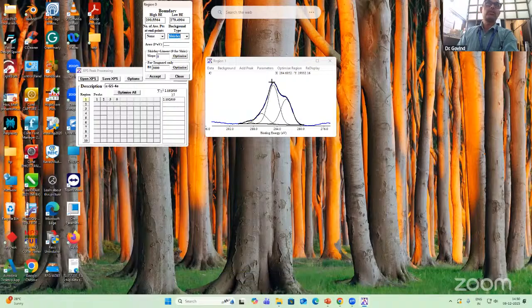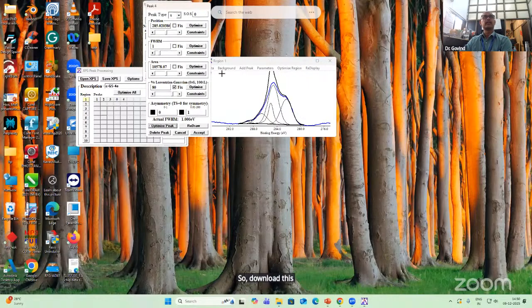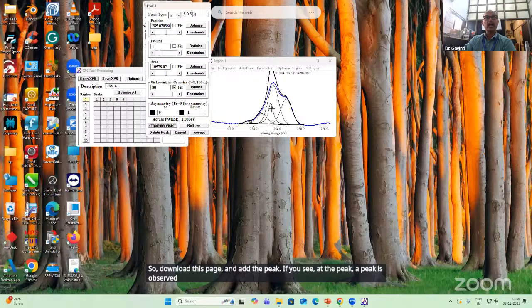this is 284.6 electron volt. Okay, the second peak is 282.3 electron volt. Another asymmetry is observed around here, related to 286.7, and here is a small one, then one more peak observed is related to 289.05. So tabulate these peaks and add the peak. If you see, add the peak, a peak is observed here, got added.